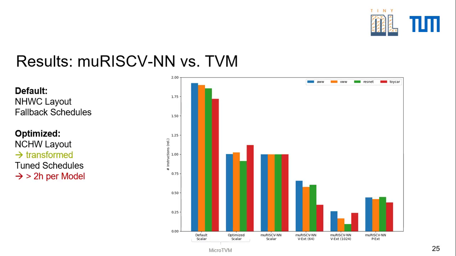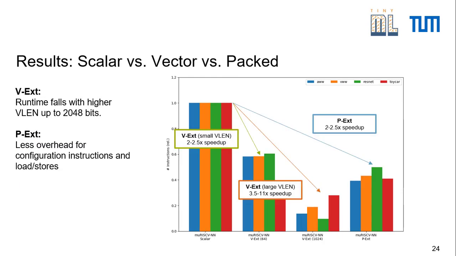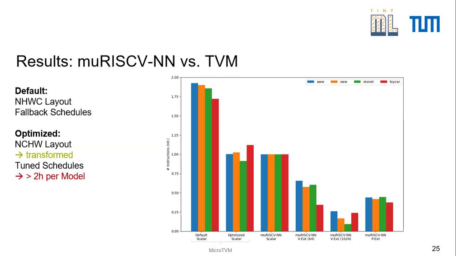The previous results have been generated using muRISC-V-NN with TF-Lite Micro. But since I already mentioned that muRISC-V-NN can also be used with TVM, the results for the scalar, vector and packed extension should be mostly the same as the ones for TF-Lite Micro, because TVM is basically offloading all of our machine learning operators to the muRISC-V-NN library.